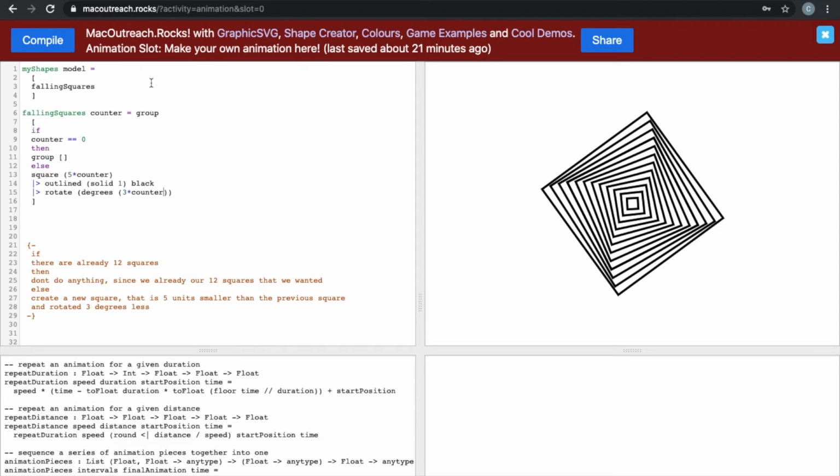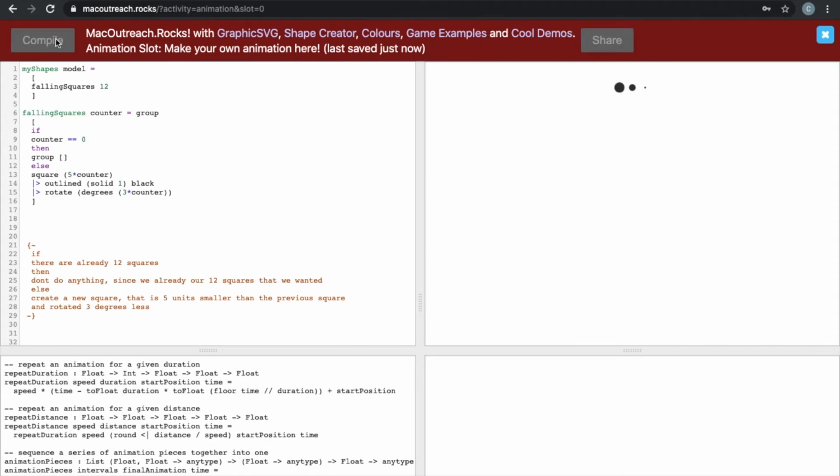That way, on line 3, when fallingSquares asks for an input and we put the number 12, the very first square will be of size 5 times counter, aka 5 times 12, since 12 is counter. Similarly, it'll be rotated by degrees 3 times 12. Let's hit compile now. As you can see, that gets us our first square, but we need to be able to write the remaining squares.